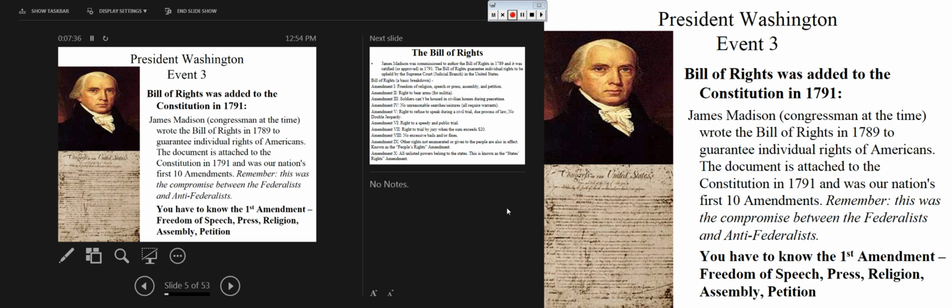The Bill of Rights, Event 3, added to the Constitution in 1791, authored by James Madison in 1789, ratified in 1791. This is that compromise that sort of holds the Constitution together and allows the Federalists and the Anti-Federalists to come together. You have to know the First Amendment: freedom of speech, press, religion, assembly, and petition.